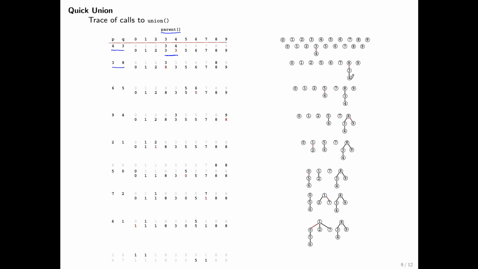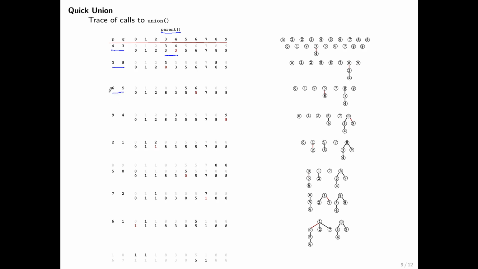Now let's check what's the parent of 4. Well, it's 3, and that's exactly what's reflected in the array. Parent of 4 is 3. Who's the parent of 3? Well, now parent of 3 is 8, and that's what we have here. And who's the parent of 8? Well, 8 is the root, so its parent is itself, and that's also reflected in the array.